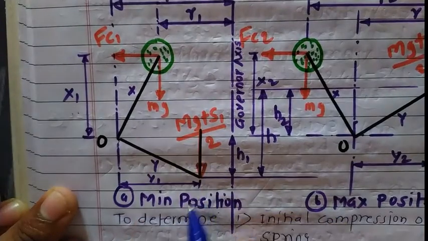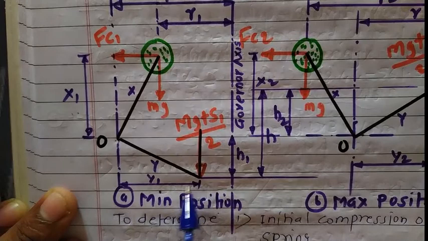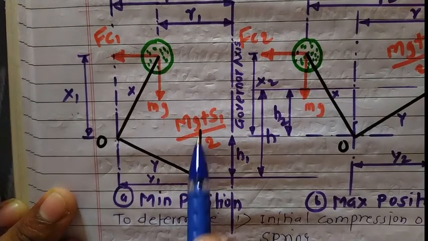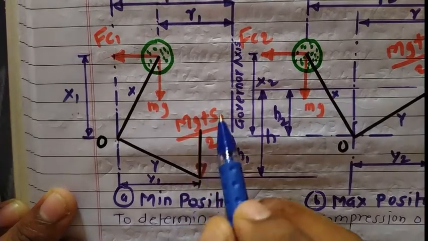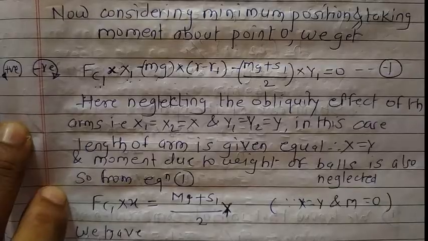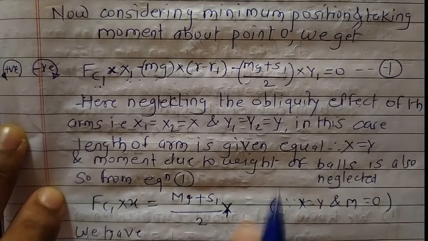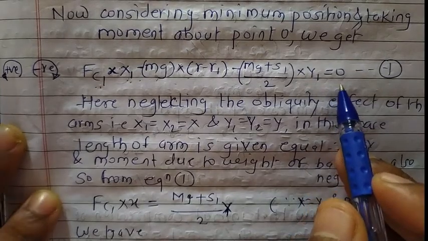So what about this one? This also turns about this point in clockwise direction. What is the horizontal distance between the line of action of this force and this point? It is y1. So mg plus s1 divided by 2 multiplied by y1 should be there. And for equilibrium, just equate all the forces, summation of all the forces equals 0.